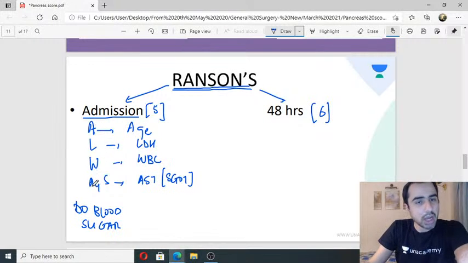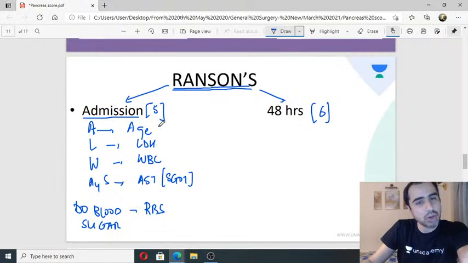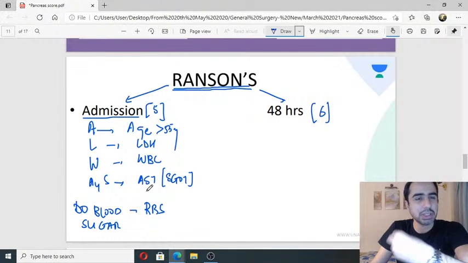So this is how you will remember the components, and the last one is your random blood sugar. You don't need to know the values of each, not important. If there is one value you need to know, just remember it should be more than 55 units. That's it. You don't need to remember any other values because these are complicated.